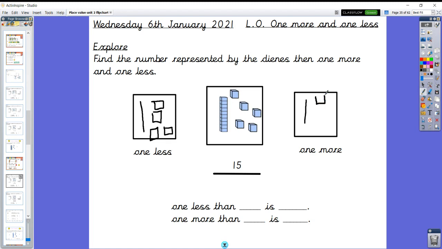So I'm going to draw myself 6 squares. 1, 2, it's very tricky on here, 3, 4, 5, 6. Brilliant. Okay, so we've got our 1 less than 15, which we know is 14, and we know that 1 more than 15 is 16, so 1 ten and 6 ones.